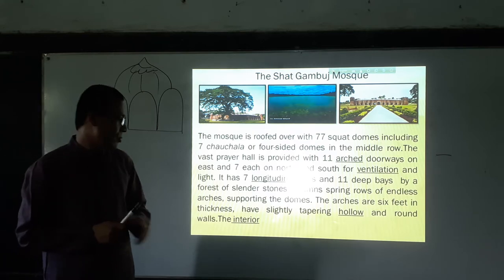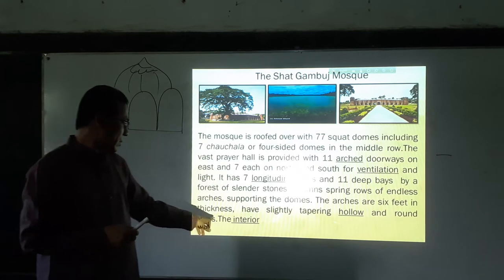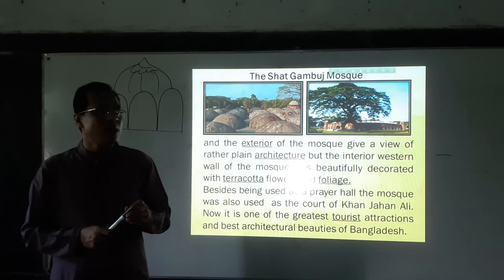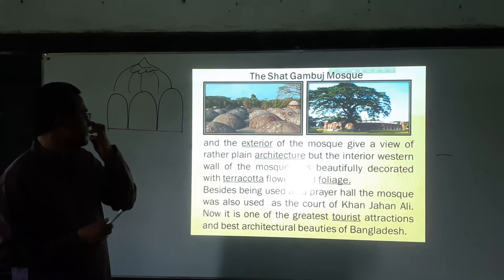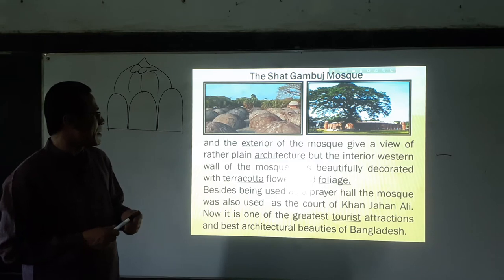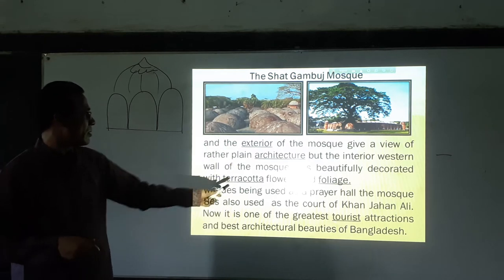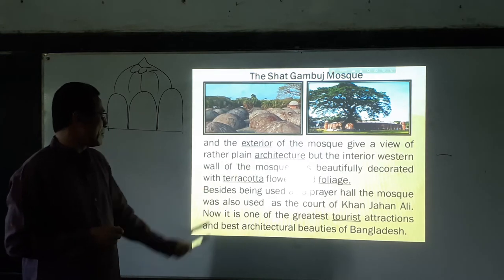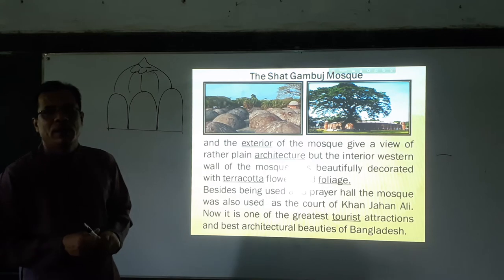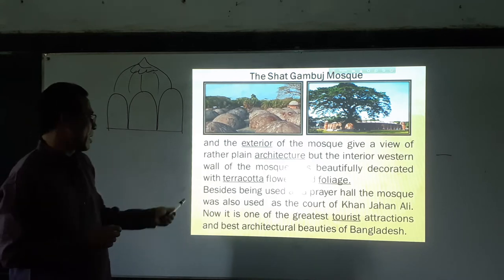The interior western wall was decorated with terracotta flowers and foliage. The mosque was given a rather plain architecture, but the interior western wall was beautifully decorated with terracotta flowers and foliage. Terracotta means burnt mud, made with burnt mud.